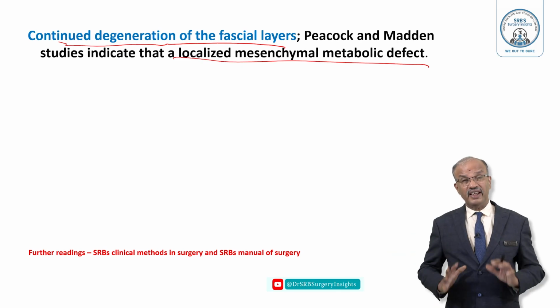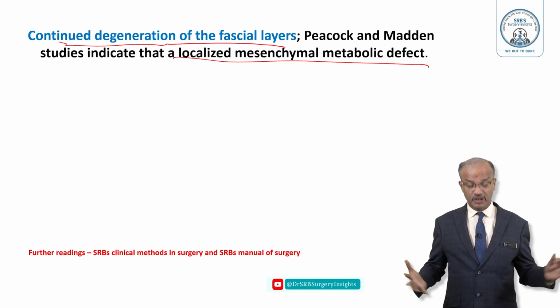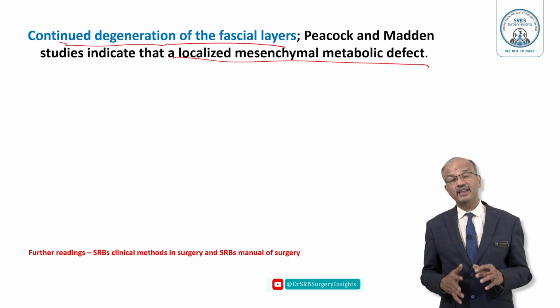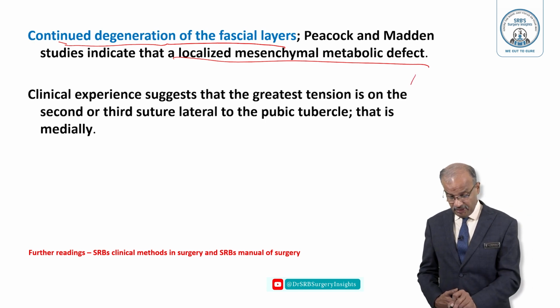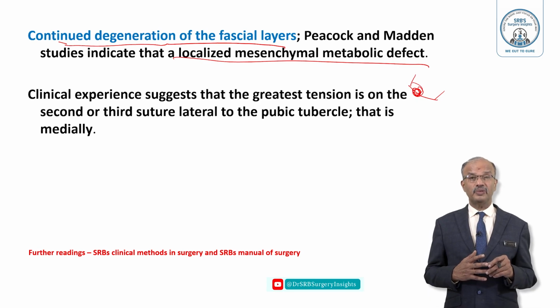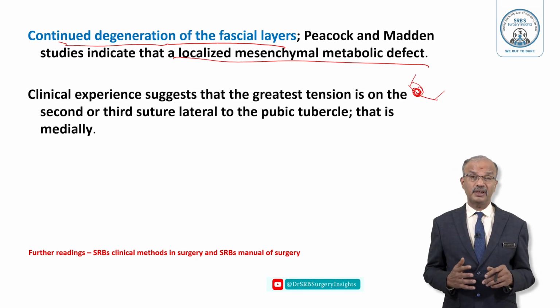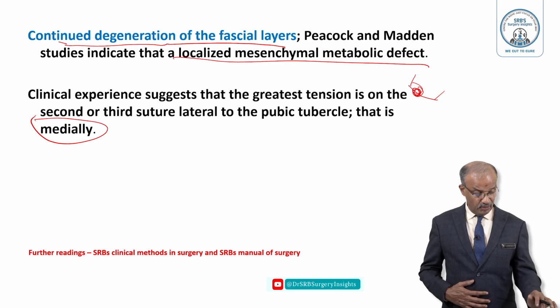Very large mesh, the entire area should be covered, like Stoppa's giant prosthesis, or laparoscopic large mesh placement. Such things have to be done, because here the problem is not in your skill or technique, but in the tissue as such. Greater tension on the medial side: if this is the hernia and we have placed mesh here, the medial aspect is a very common site of recurrence, because tension is more and intra-abdominal pressure is more. So the medial aspect of the inguinal region close to the pubic tubercle is where recurrence is common.